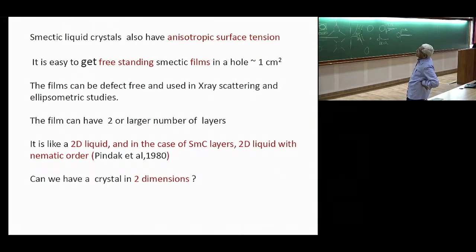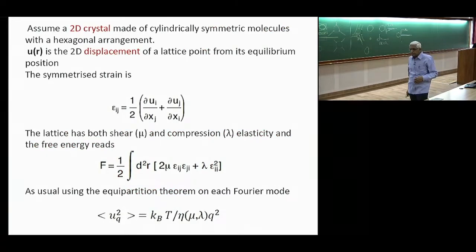So the other thing that I want to point out is that smectic liquid crystals also have a surface tension, which means it is easy to draw a film across even a 1 centimeter gap. And now it's like a 2D liquid. And in the case of smectic C liquid crystal, you see there it is like a 2D oriented liquid, a 2D nematic. So the next question is, can we have a crystalline phase in 2 dimensions? I don't know. I think Nelson didn't talk about this, I suppose, because he's contributed to this.